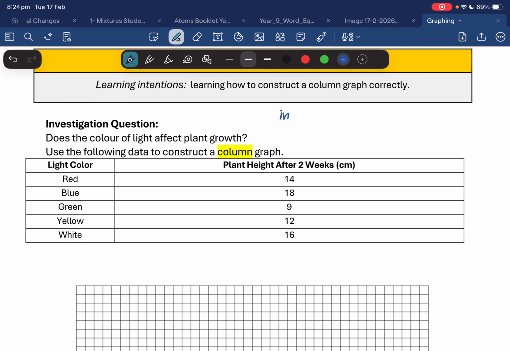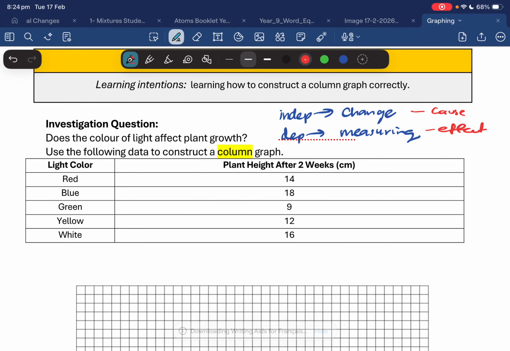The independent variable is what I choose to change, all right? And the dependent variable is what I am measuring. So I'm trying to see how it's affected. You can easily think of it as your cause and your effect, right? The cause is what I'm doing, and the effect is what's happening.